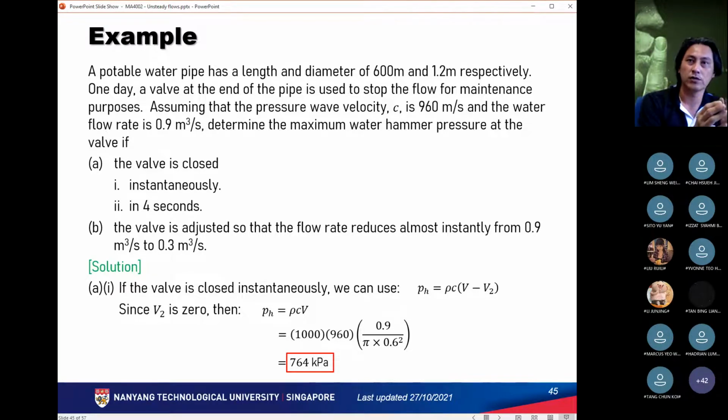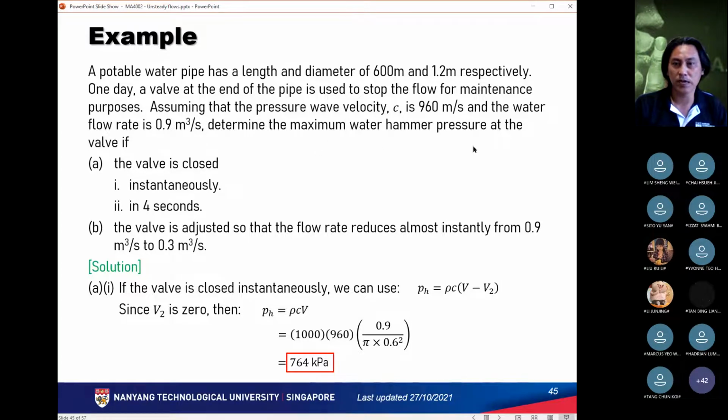Now, just to illustrate the differences between rapid closure and slow closure and their influence upon the water hammer effect, let's take a look at a very simple example. We have a potable water pipe with a length of 600 meters and a diameter of 1.2 meters. One day, a valve at the end of the pipe is used to stop the flow for maintenance purposes. Assume the pressure wave velocity C is 960 meters per second, and the water flow rate is originally 0.9 meter cube per second before you shut off the valve.